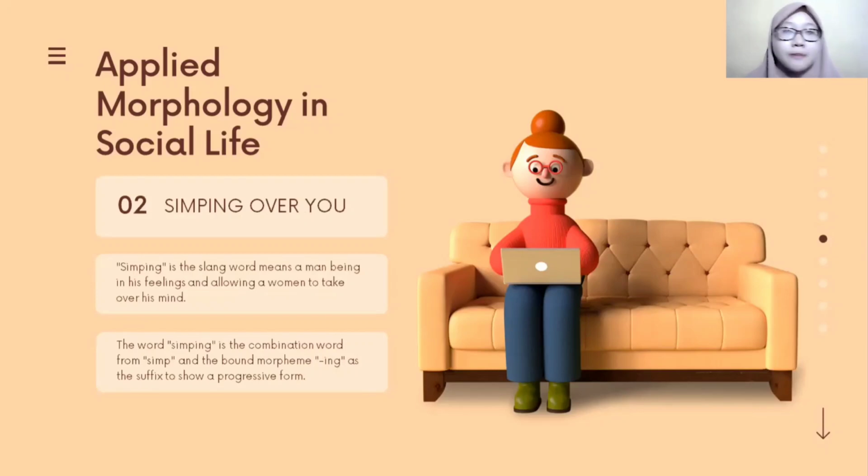Next is simping over you. Simping is a slang word meaning a man being in his feelings and allowing a woman to take over his mind. The word simping is the combination of simp and the bound morpheme ing as the suffix to show a progressive form.